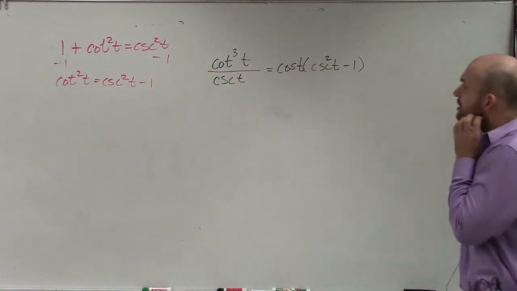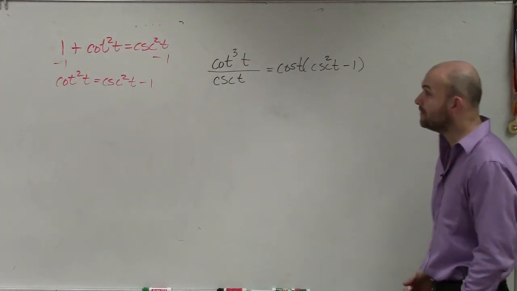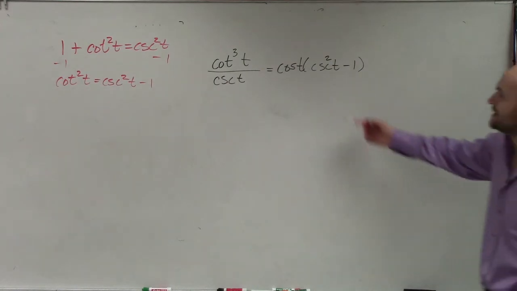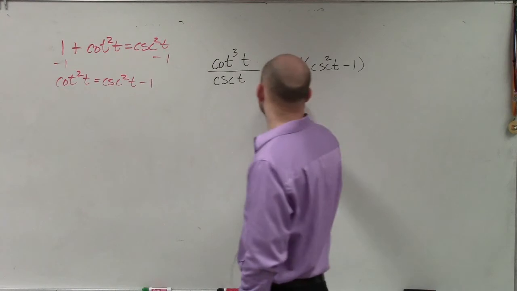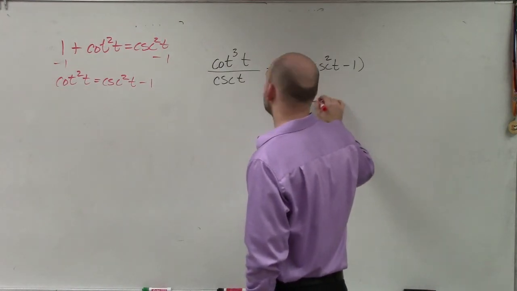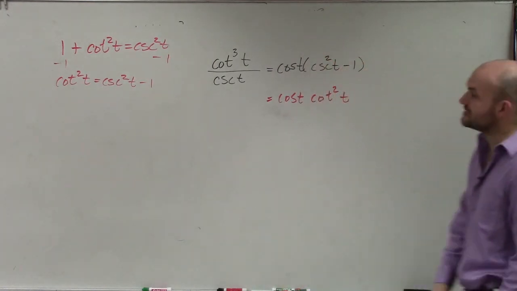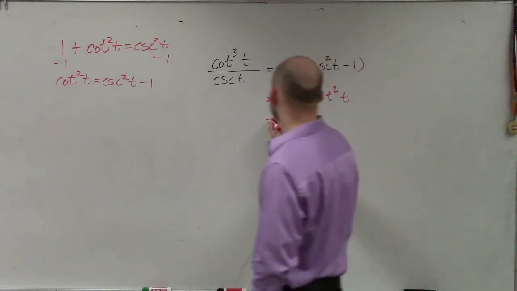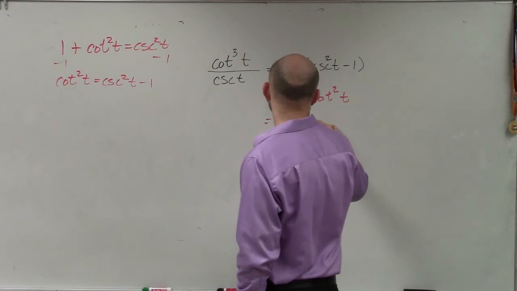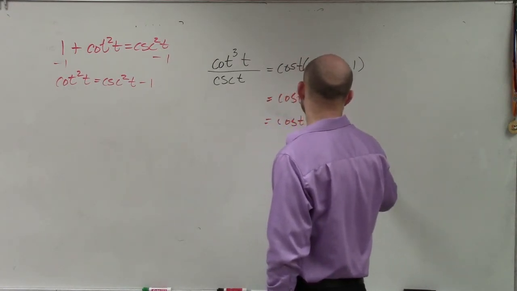Now, I'm not simply going to want to rewrite this as cotangent right now. I see that I can write this down as cotangent. If I work this, then I have cosine of t times cotangent squared of t. Now remember, cotangent is going to be cosine divided by sine, right? So therefore, this would be cosine of t times cosine squared of t divided by sine of t.